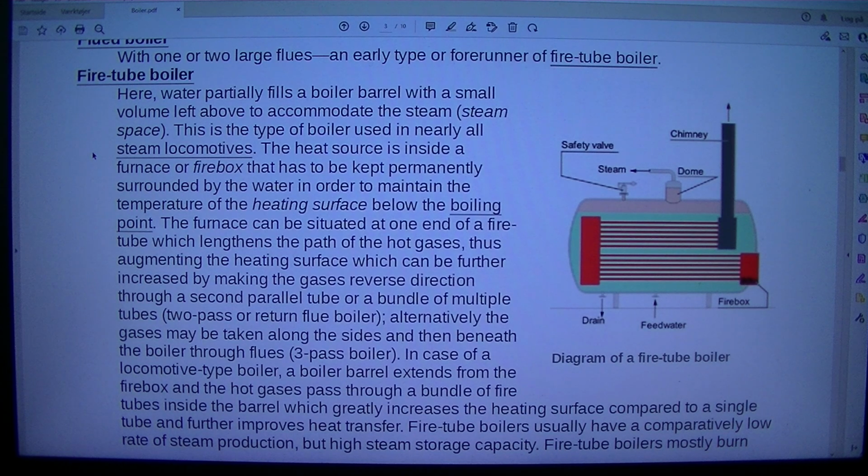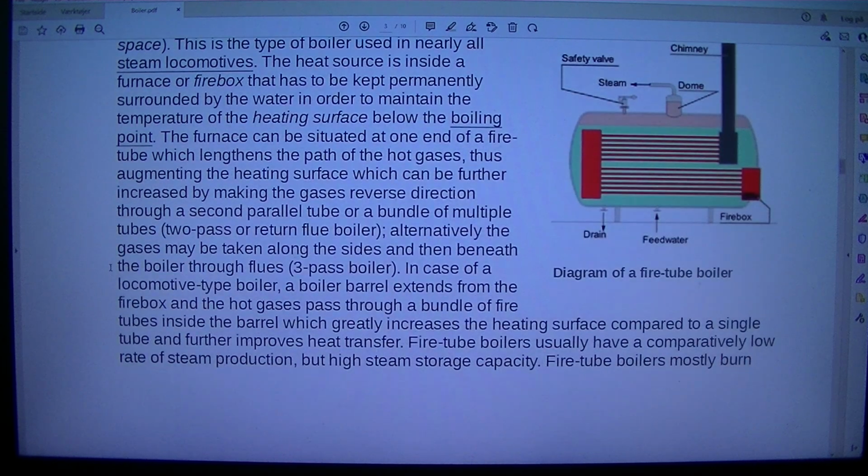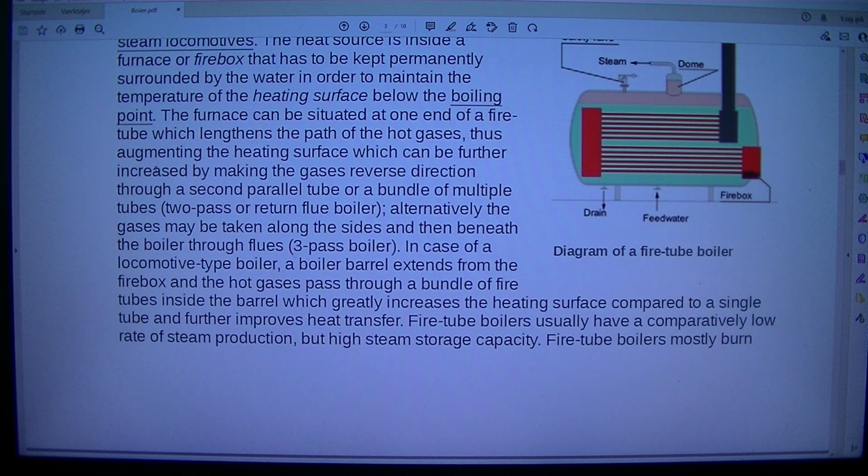The heat source is inside a furnace or firebox that has to be kept permanently surrounded by the water in order to maintain the temperature of the heating surface below the boiling point. The furnace can be situated at one end of a fire tube, which lengthens the path of the hot gases, thus augmenting the heating surface, which can be further increased by making the gases reverse direction through a second parallel tube or a bundle of multiple tubes. 2-pass or return flue boiler. Alternatively, the gases may be taken along the sides and then beneath the boiler through flues.